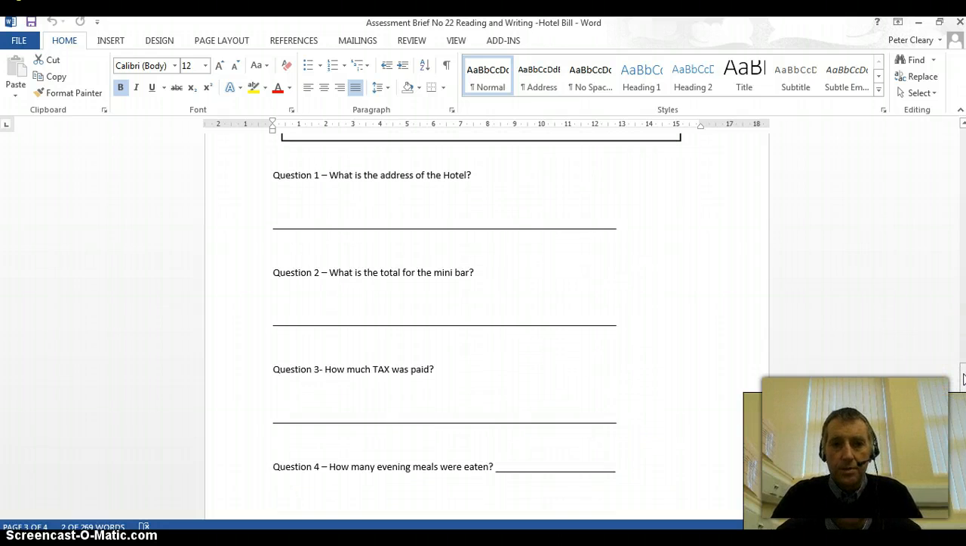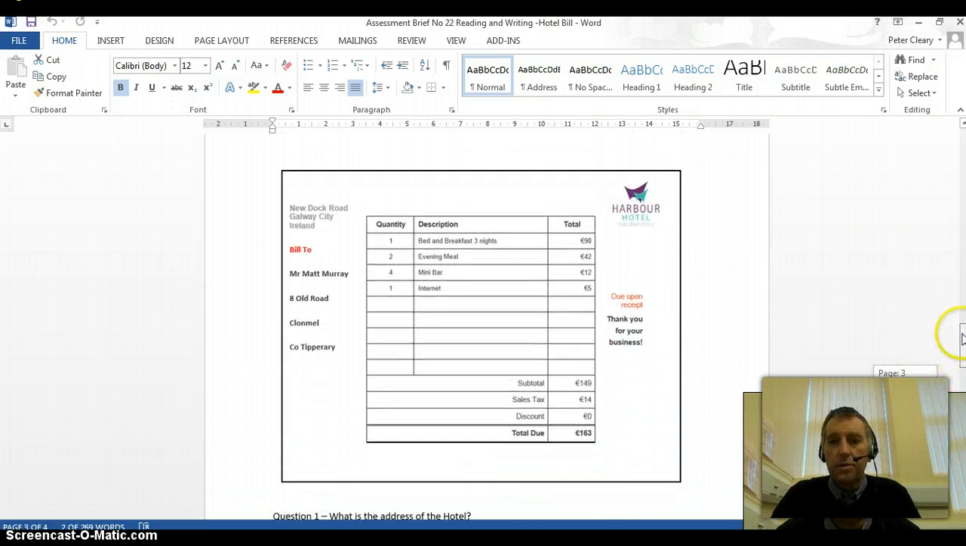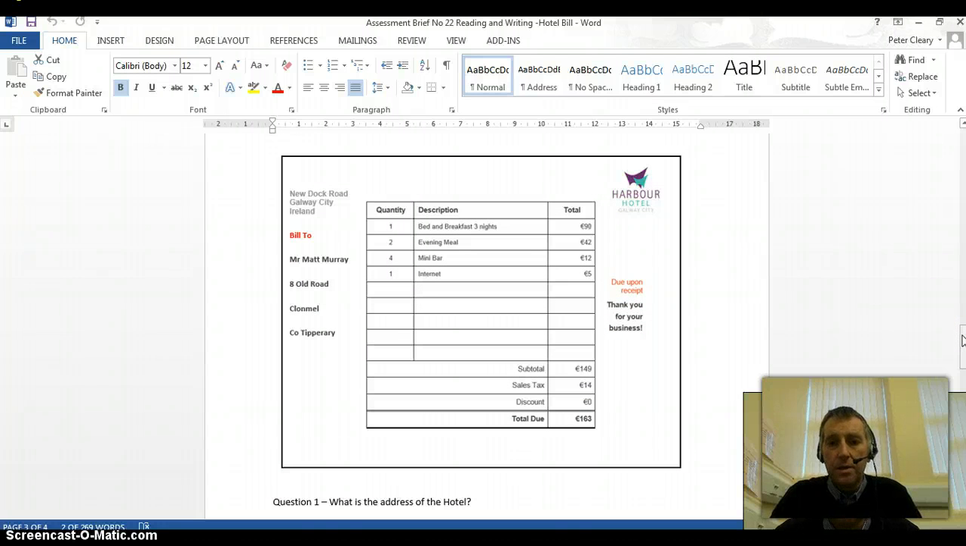So question 1, what is the address of the hotel? What is the total for the minibar? How much tax was paid? And how many evening meals were eaten? So that's testing comprehension of the bill. So the student has to be able to read the bill and write the answers. So we're covering reading and writing learning outcomes there. And during the coursework stage of the activity, you will have covered bills with your student.